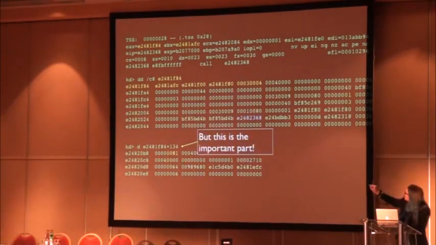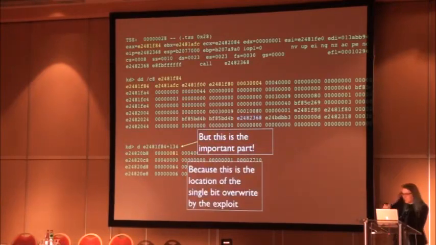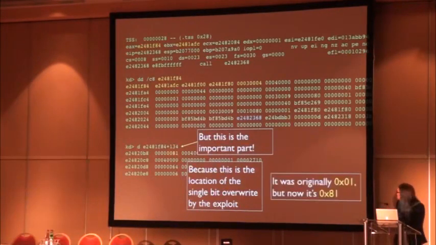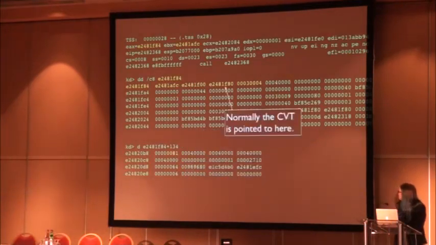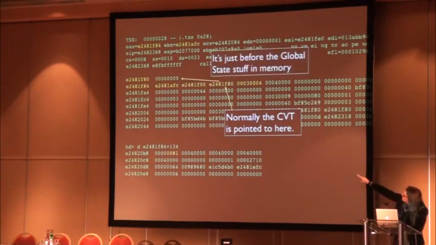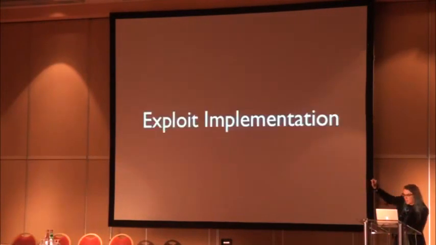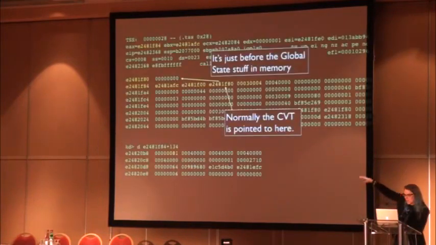And so the important part is right there, because that was where the bit was overwritten by the bitmap, and so the CVT table, you notice it's literally right 4 bytes ahead of this, and so now this whole structure is now inside the CVT.